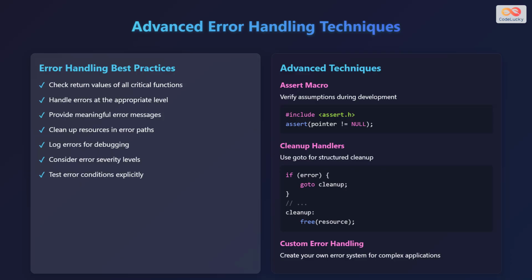Another technique is cleanup handlers. Use the goto statement for structured cleanup. The other technique is custom error handling, which is used to create your own error system for complex applications.